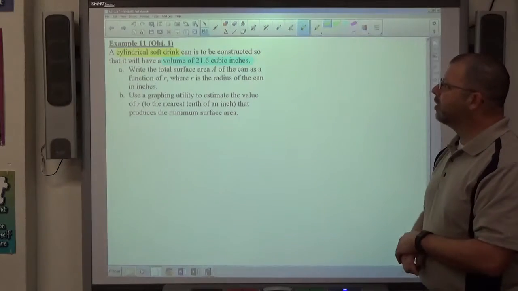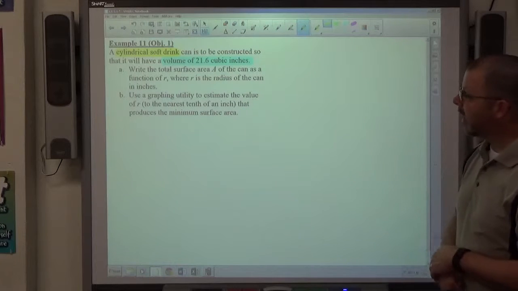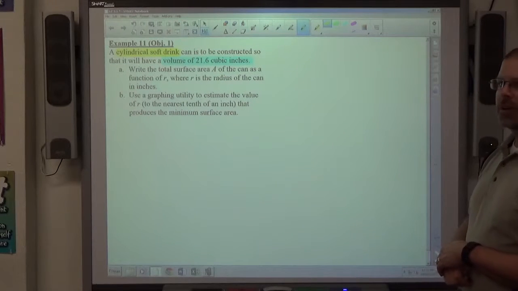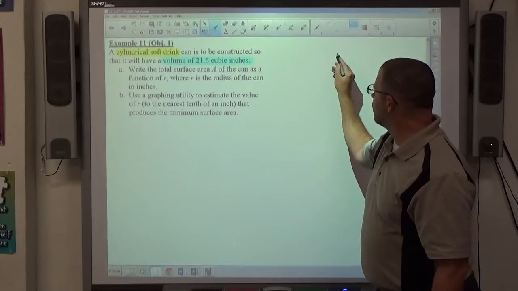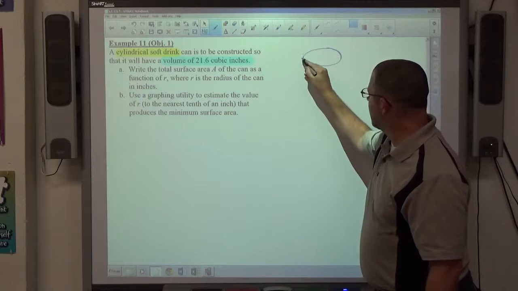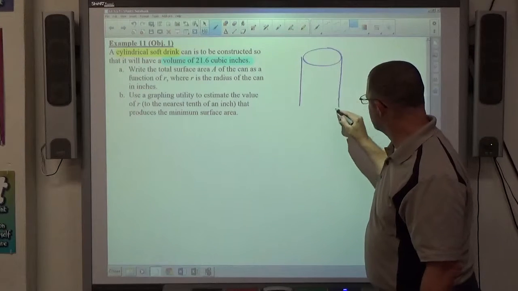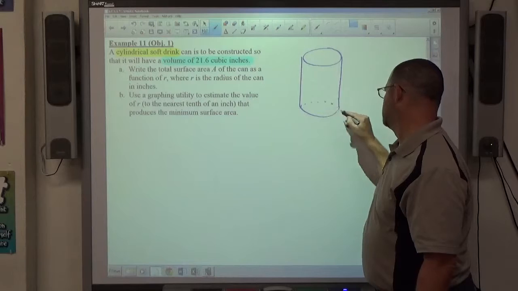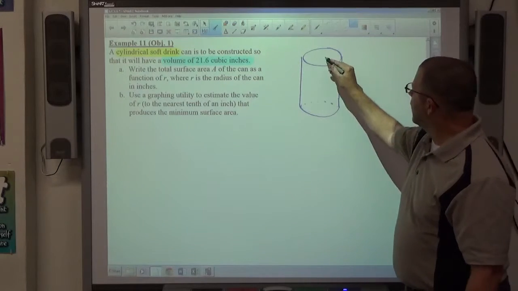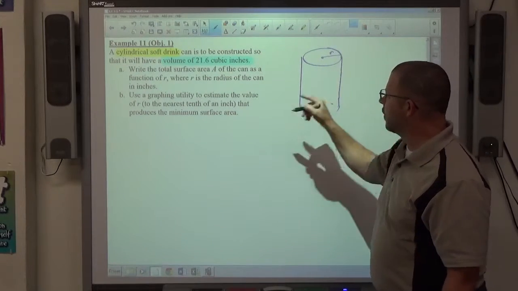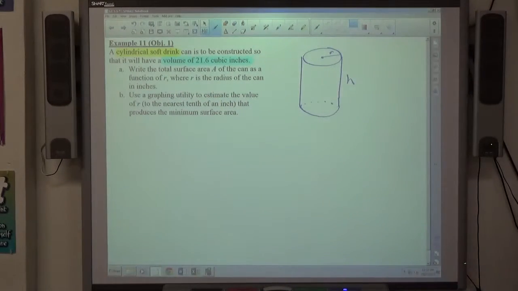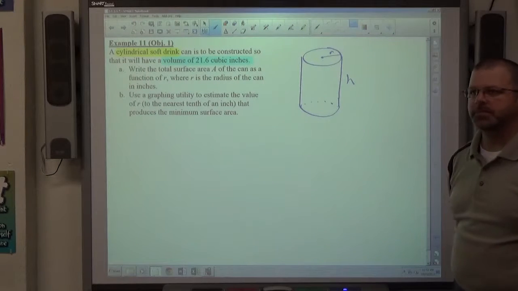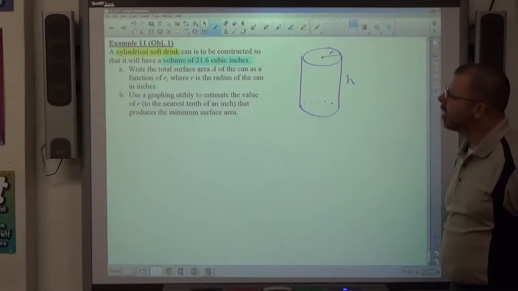All right. What they want to do is write the total surface area of the can as a function of r, where r is the radius of the can in inches. Okay. So let's start off with this. If I've got just some generic drink can that's in a cylindrical shape like so, okay, and the base has a radius of r, which is what they told me, and the height is some unknown height, which is a different value than r, maybe, I don't know. There's no way to determine that it is the same, so I'm going to assume it's different, so I have to use a different letter to represent it.